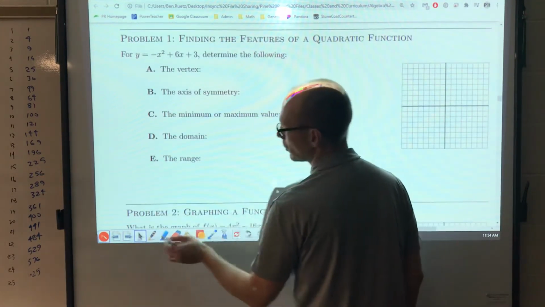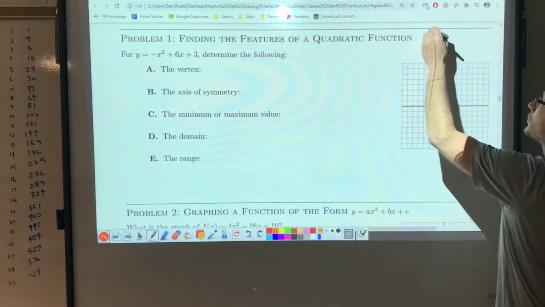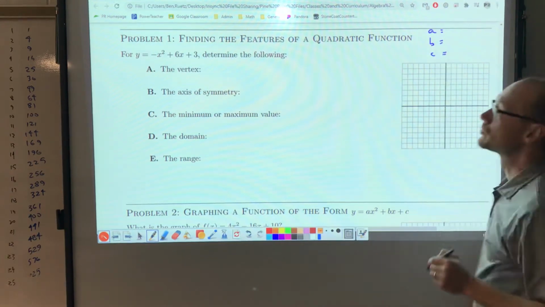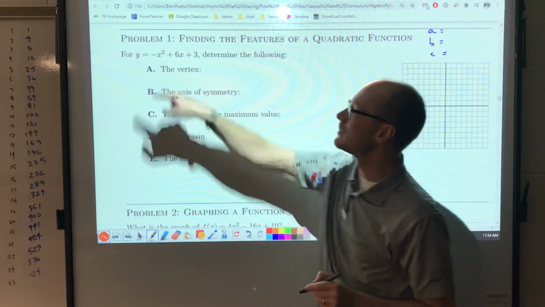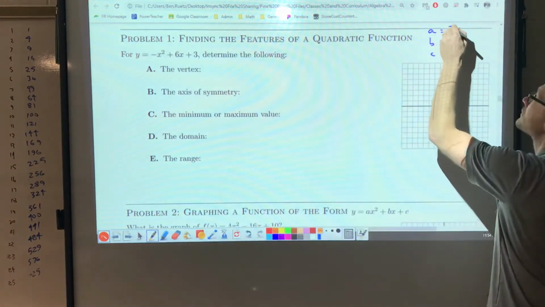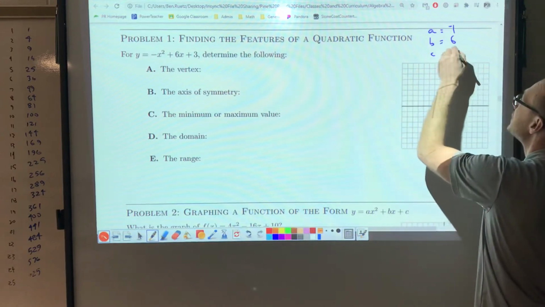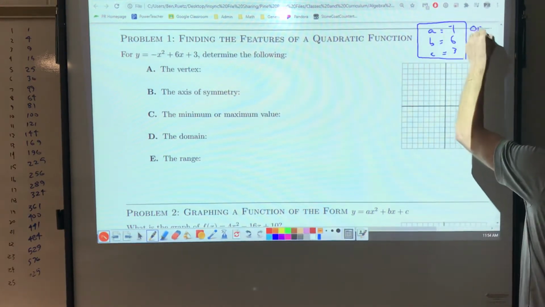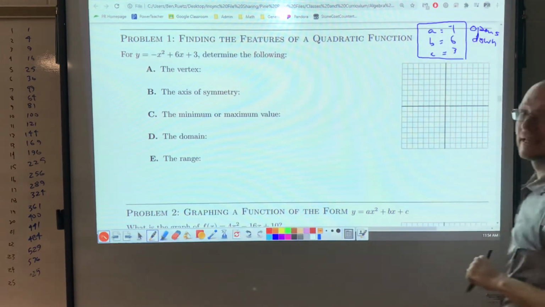So we're going to find all these different features, and we're going to have to start with the vertex. I'm going to make a note here that a equals, b equals, c equals, right from my ax squared plus bx plus c. I can see that my a is the number that multiplies the x squared term. That's a -1. b is 6, and c is 3. So I know this thing opens down because a is negative.